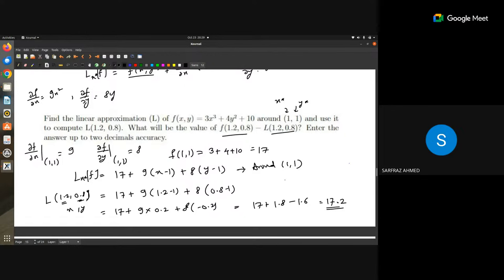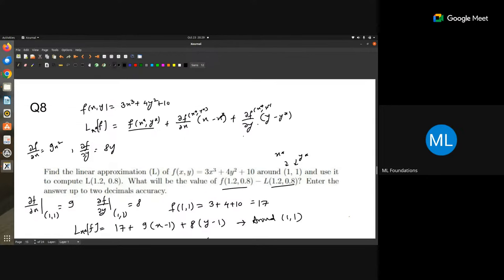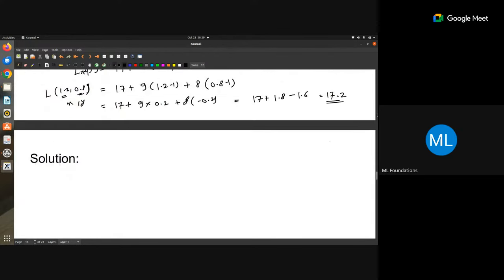So f of 1.2 and 0.8 we have to find, right? We have to replace these values here. So f of 1.2, 0.8 is 3 into 1.2 cube plus 4 into 0.8 square plus 10. Can anybody tell me what it is? It is 17.744. What is the difference here now? So 0.544.